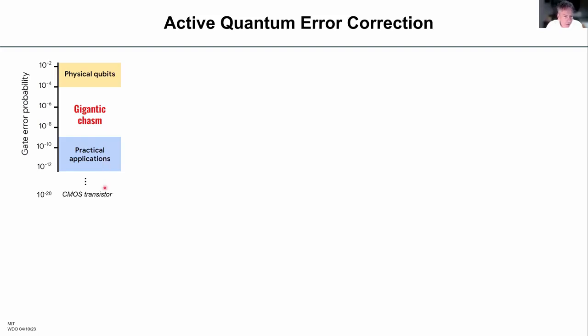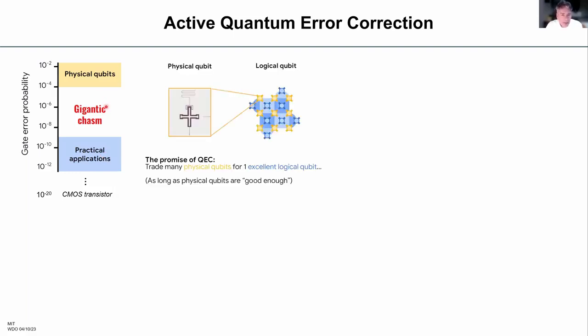I'll just mention here that transistors are really fantastic. Classical transistors have an error rate of 1 part better than 10 to the 20. They almost never fail. Fortunately, we don't need to be that good. We just need to be in this blue region. But there's a big chasm here, and the question is, how are we going to do it? We probably are not going to be able to make the physical qubits each 6, 9 orders of magnitude better.